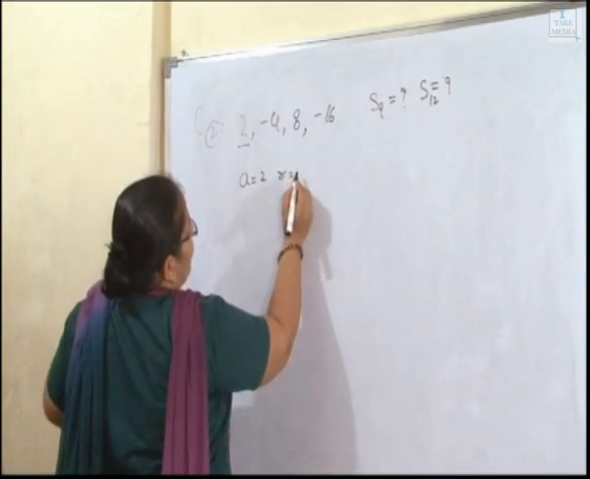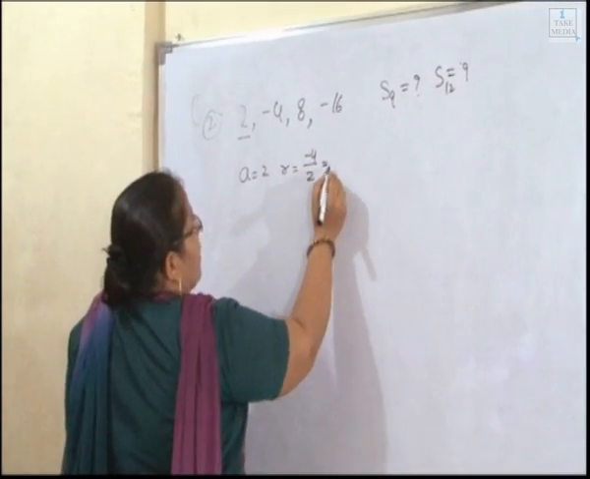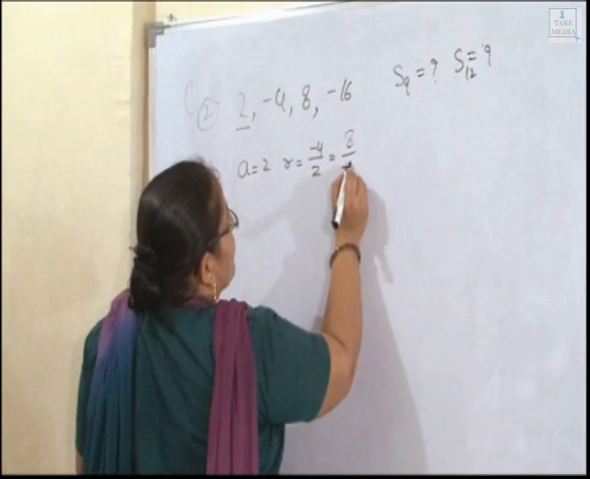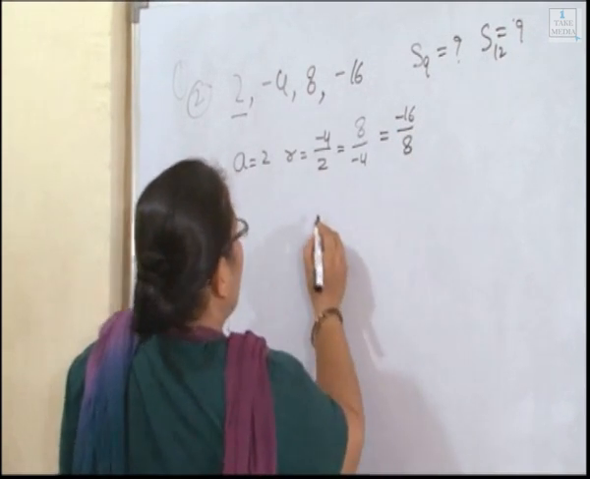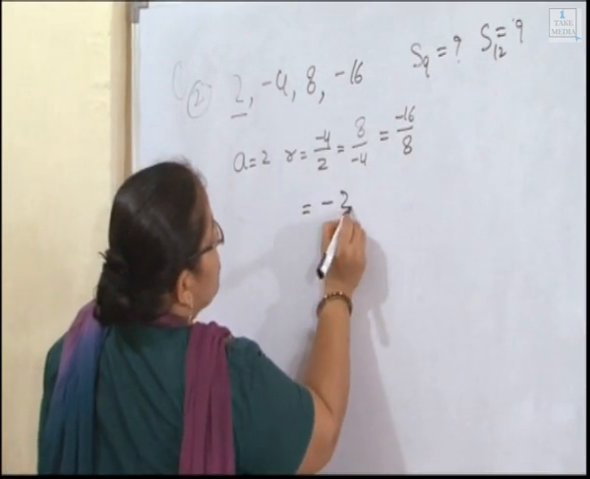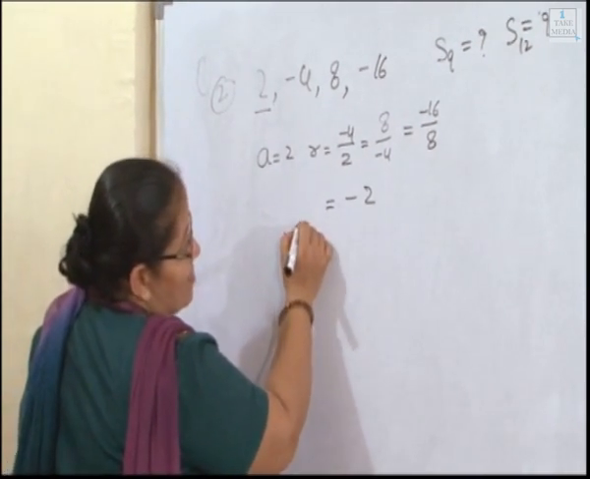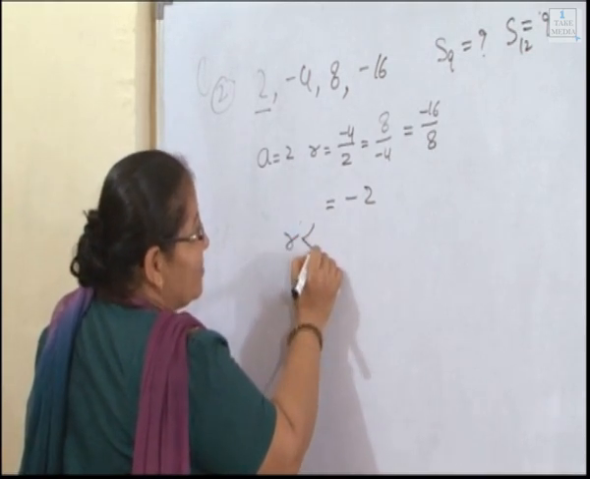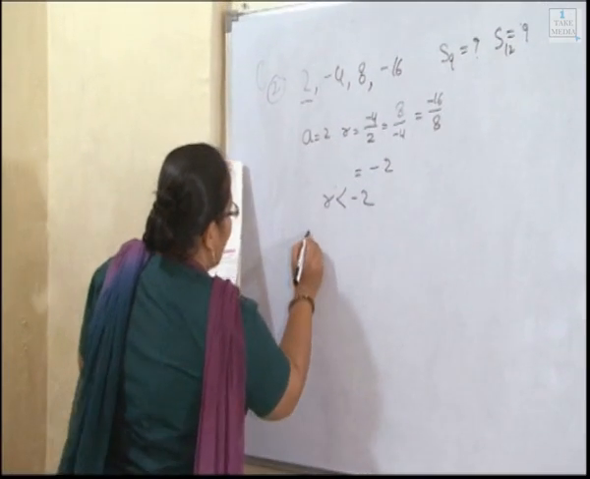First we will calculate: A is 2. The R value we calculate as minus 4 divided by 2, 8 divided by minus 4, or minus 16 divided by 8. The value comes minus 2. So the R value is less than minus 2. So we will write the formula for calculating Sn.